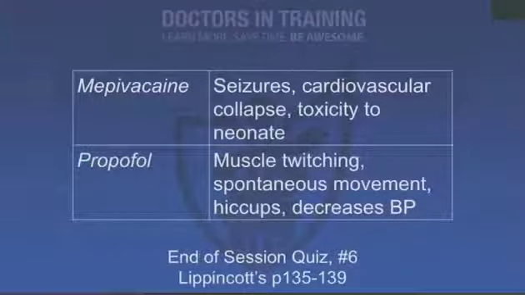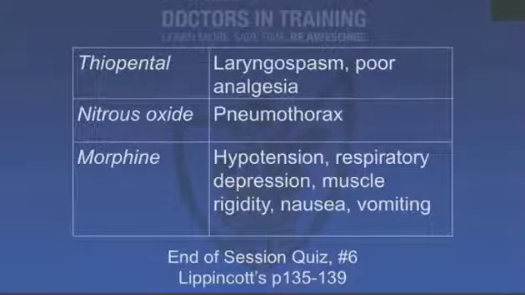Next question. Which common side effect is associated with each of the following? So mepivacaine, seizures, cardiovascular collapse, toxicity to neonate. Propofol, muscle twitching, spontaneous movement, hiccups, decreased blood pressure. Thiopental, laryngospasm, poor analgesia. Nitrous oxide, pneumothorax. Morphine, hypotension, respiratory depression, muscle rigidity. Remember when you're trying to bag that patient and they have an opioid overdose, sometimes you can't bag them. Nausea, vomiting.